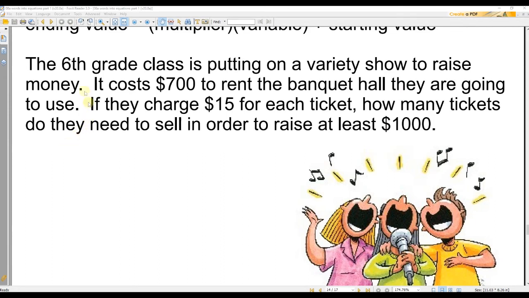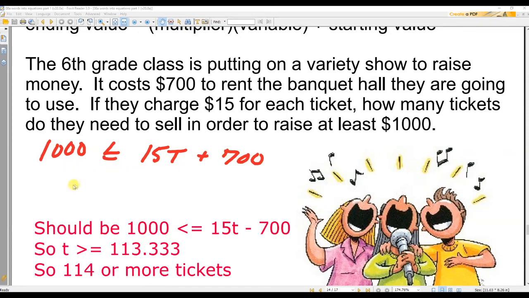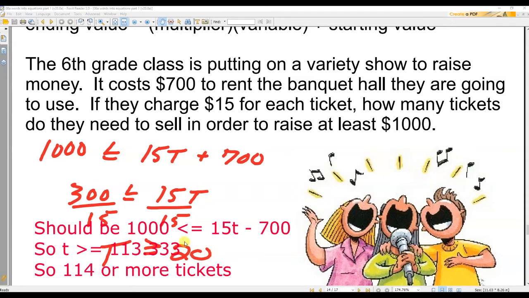Right, they want to raise at least $1,000, so we're going to get 1,000. We want to make more than that. 15 times the cost of each ticket plus 700. Subtracting 700 from both sides gives me 300. Dividing both sides by 15. I have to sell 20 or more tickets to make that work.